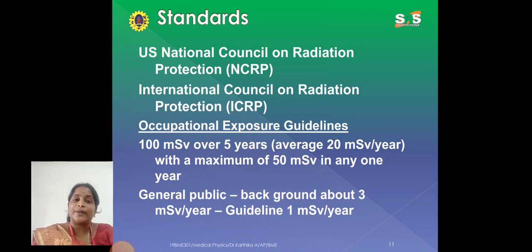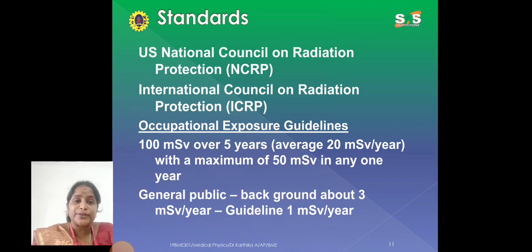And we have the standards for ionizing radiation. Here we concentrate on two standards. One is NCRP and another one is ICRP. NCRP is the US National Council on Radiation Protection. ICRP is the International Council on Radiation Protection.